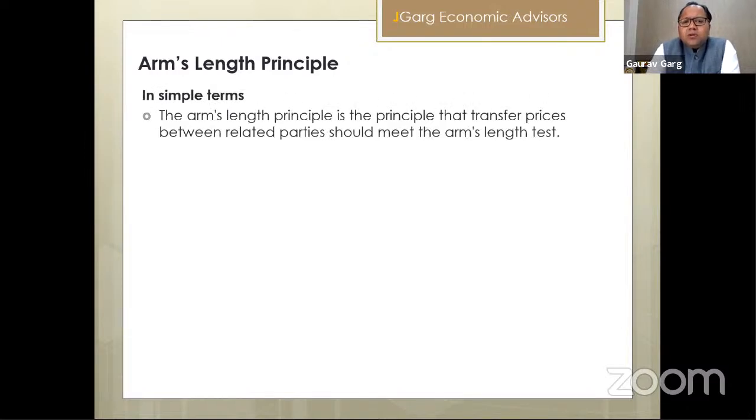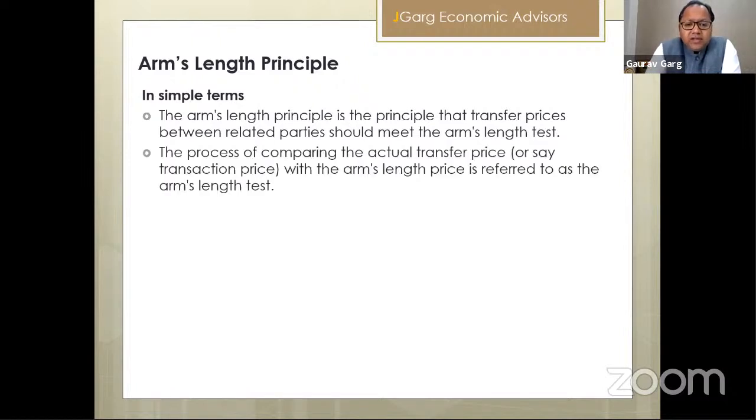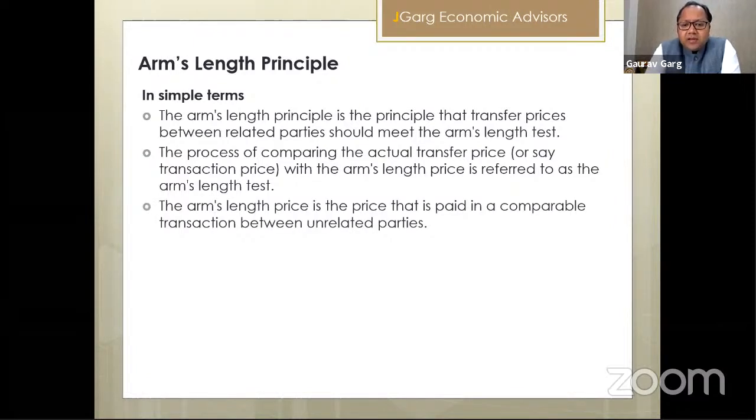In simple terms, the arm's length principle is the principle that transfer prices between related parties should meet the arm's length test. And what is the arm's length test? The process of comparing the actual transfer price, or the transaction price, with the arm's length price is referred to as the arm's length test. Now this takes us to the question, what is the arm's length price? The arm's length price is the price that is paid in a comparable transaction between unrelated parties. So this is the simplest definition of the arm's length principle.